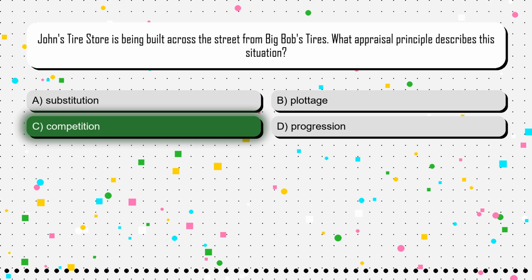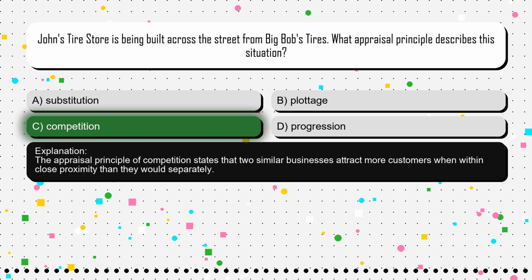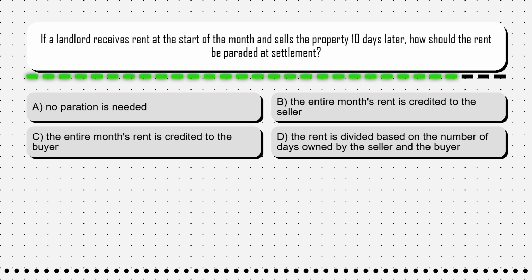The correct answer is option C, competition. The appraisal principle of competition states that two similar businesses attract more customers when within close proximity than they would separately.